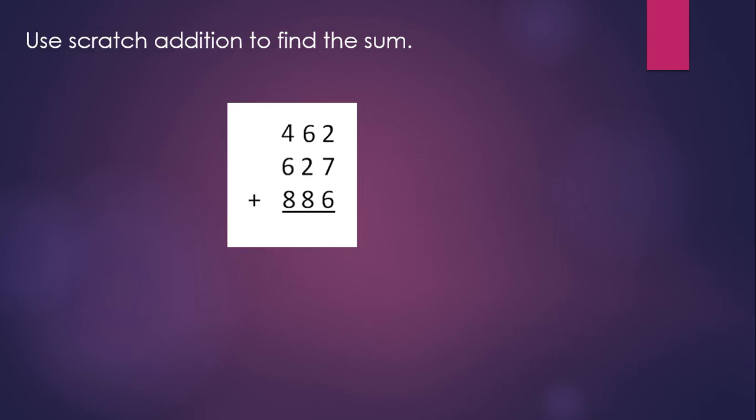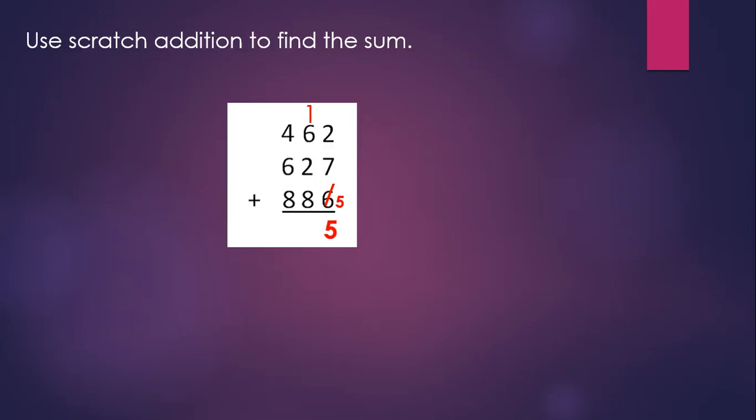Use scratch addition to find the sum. So when we add, we can say 2 plus 7 is 9, and 9 plus 6 is 15. We show the 15 as a scratch and a 5. Now since we have no more 1's to add, we'll write down the 5, and then the regrouped 10 will be shown in the tens column.